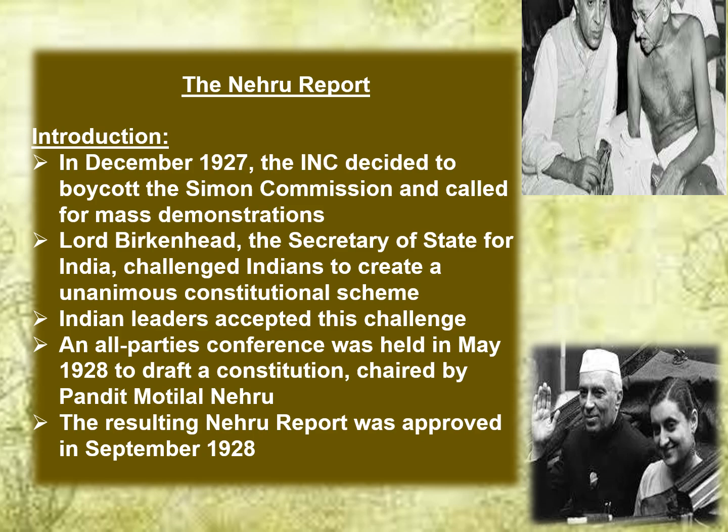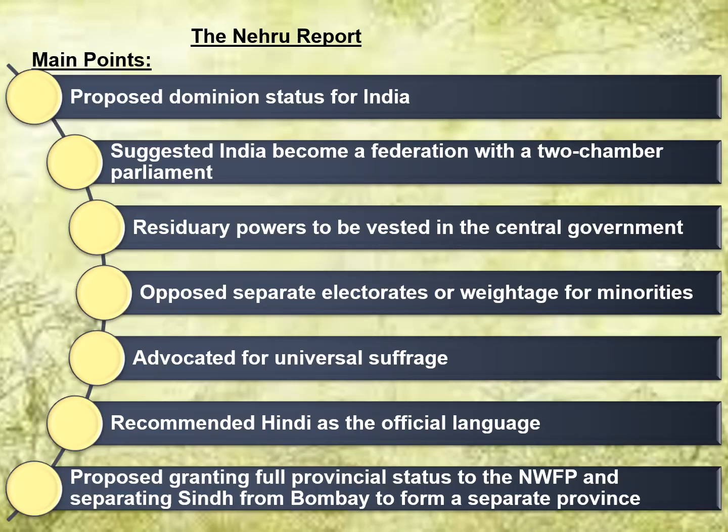The main points of the report were that it proposed dominion status for India, entailing a semi-independent government under the British Empire, suggested India become a federation with a two-chamber parliament, adopting a bicameral legislature, and advocated for residuary powers to be vested in the central government. It opposed separate electorates or weightage for minorities, but proposed minority protection through reserved seats in the central parliament. It advocated for universal suffrage, recommended Hindi as an official language of India, proposed granting full provincial status to NWFP and separating Sindh from Bombay to form a separate province.